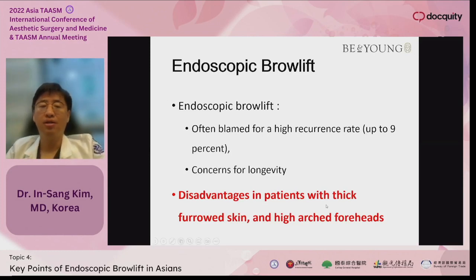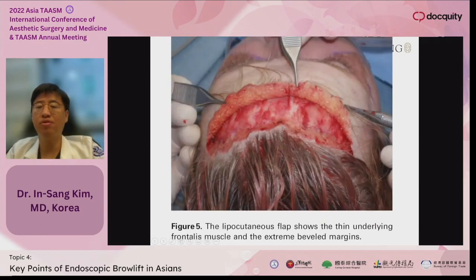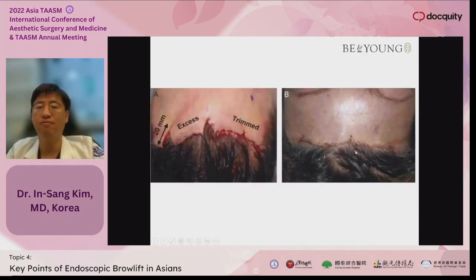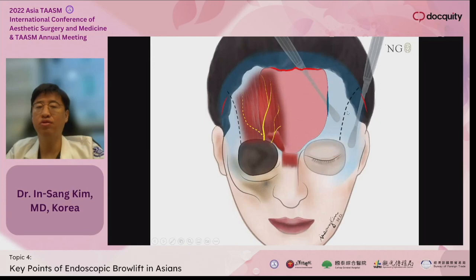And another problem of the endoscopic brow lift will be in patients with thick, furrowed skin or high arched foreheads. So this is the weak point of the endoscopic brow lift. But then you can combine the open approach together with the endoscopic brow lift, and you can remove some skin, and you can do the endoscopic assisted brow lift together.